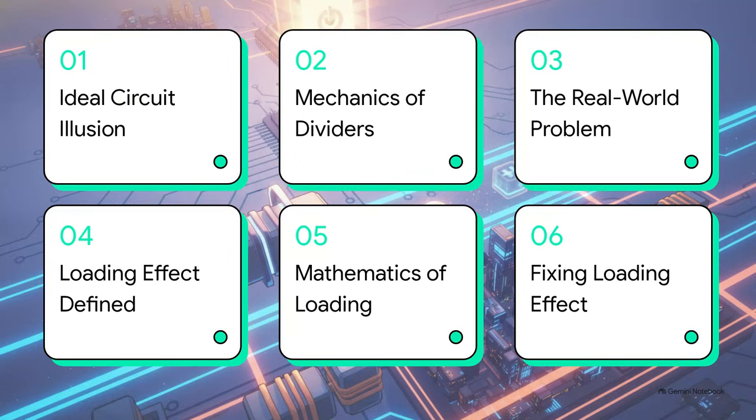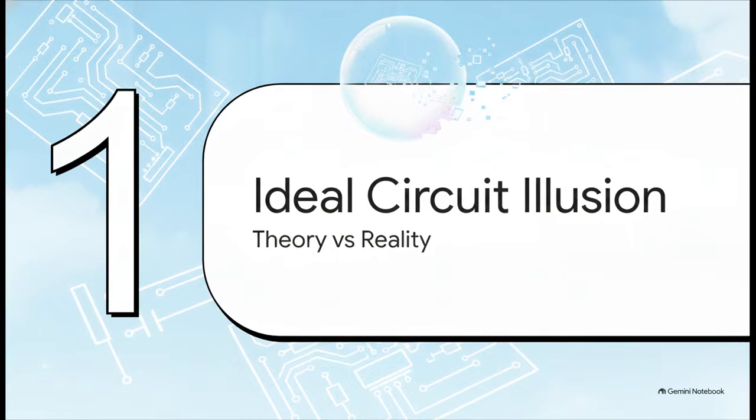Here's our roadmap for today. We're going to start with the ideal circuit illusion and the mechanics of dividers before we hit the real-world problem. Then we'll define the loading effect, break down the math behind it, and finally look at how engineers actually fix it. Let's jump right into part 1, the ideal circuit illusion.